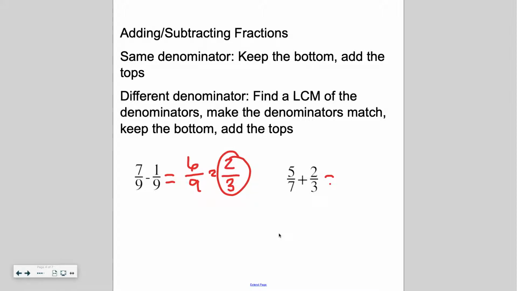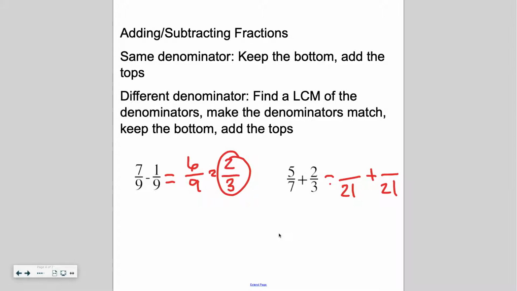Okay? But sometimes, like if you have 4 and 6, 24 would be the number if you multiply them by each other, but 12 is a smaller number they both go into. So you're looking for the smallest number they both can go into. So 21 is going to end up being our bottom. So we're going to change 5 over 7 into something over 21, and we're going to change 2 over 3 into something over 21.